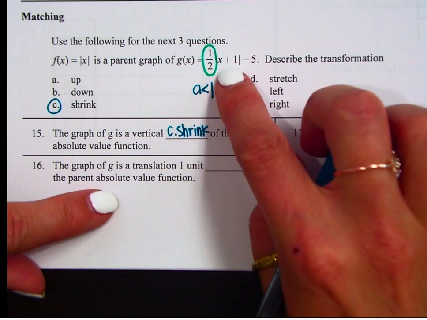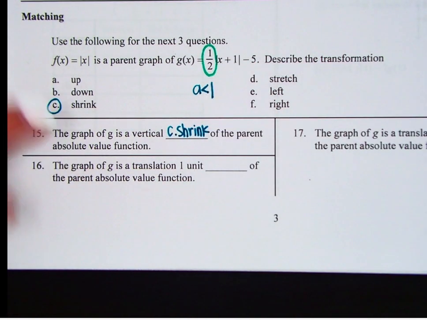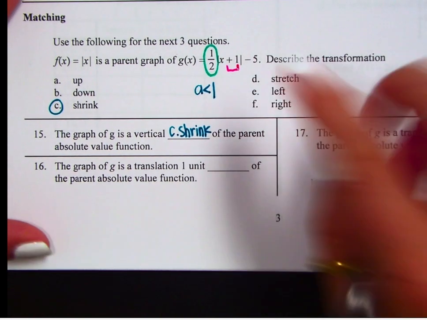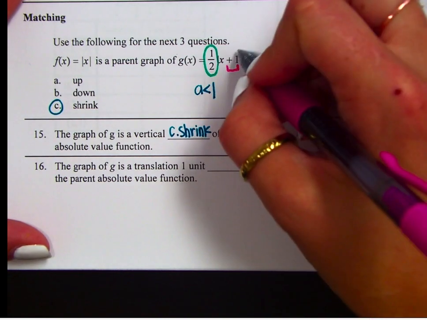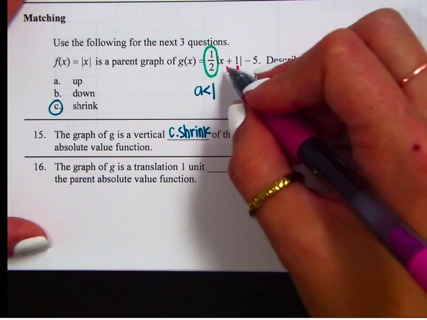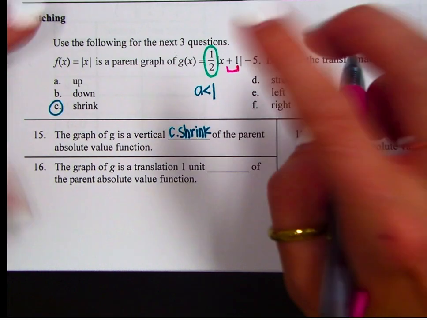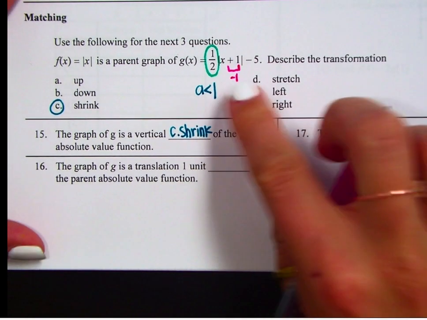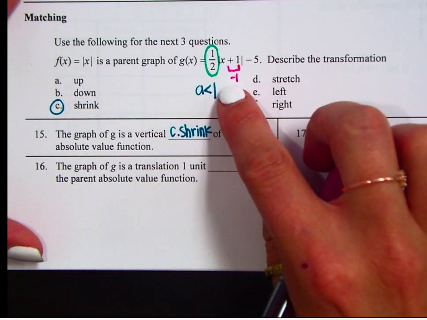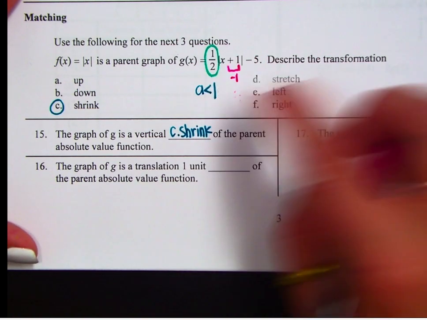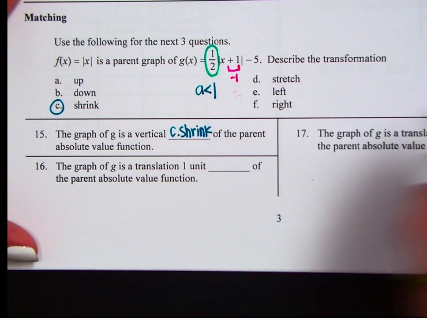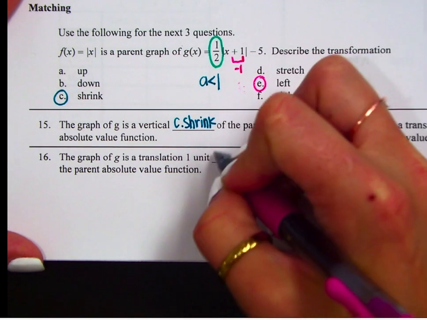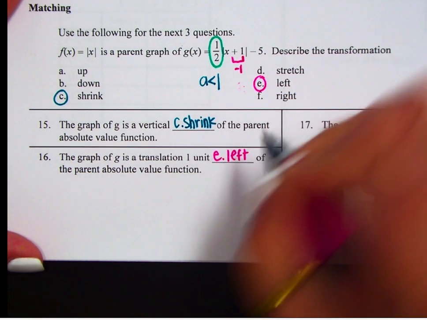Okay, so then next we have plus 1 on the inside of our absolute value bars, which is going to tell us about going left or right. We always change the sign, okay? Think about it as going opposite. So think about this as a negative 1 every time when we're looking at the number inside the bars. So this actually means we're going to be moving left 1, or translating 1 unit left. So 1 unit to the left of the parent function.